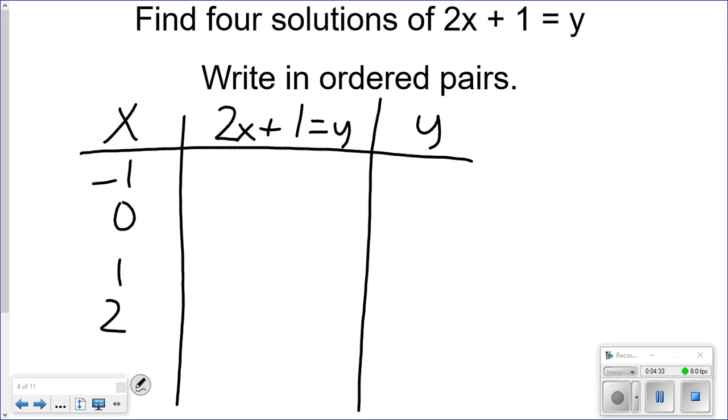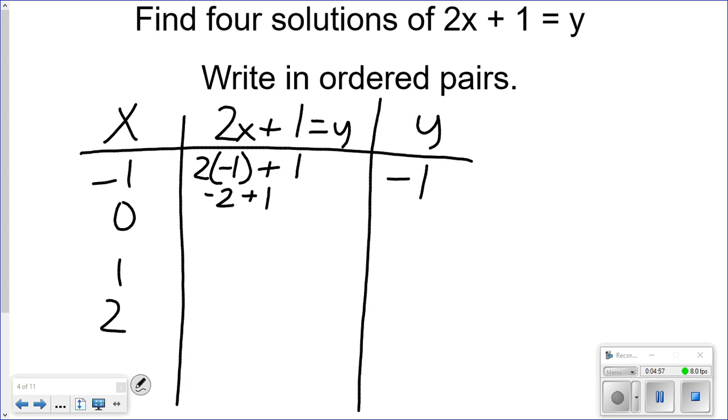A lot of times I choose a -1 because when we start to graph these, it goes over all of the axes. It goes over your X and your Y if you choose a negative X. And so that can help us see how your line wants to go. All right, so let's put it in. So it'll be 2 times -1 plus 1. So 2 times -1 would be -2, plus 1 would be a -1.